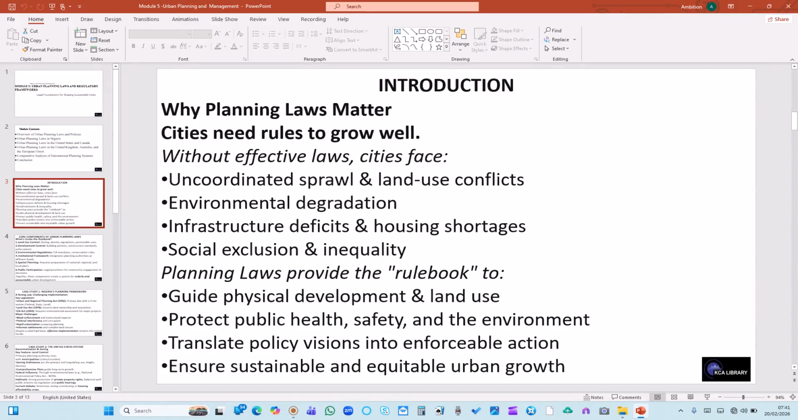Therefore, planning law provides the rule book to guide physical development and land use, to protect public health, safety and the environment, to translate policy vision into enforceable action, and to ensure sustainable and equitable urban growth.